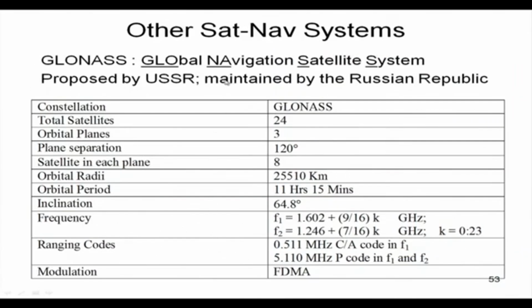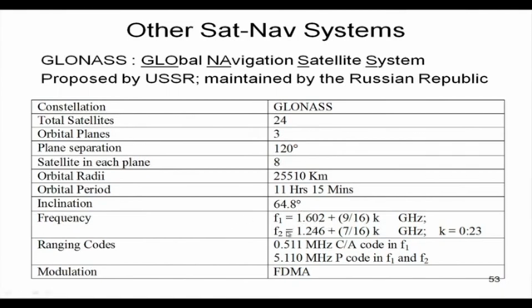Another constellation is GLONASS, Global Navigation Satellite System, which is by USSR, now the Russian Republic. It also has 24 satellites. It has 3 orbital planes. Plane separations are 120 degrees and 8 satellites per plane. It's also medium earth orbit, 25,000 kilometers. Orbital period is 11 hours 15 minutes. Inclination is 64 degrees. This inclination is selected based on their service area, which is at much higher latitude.